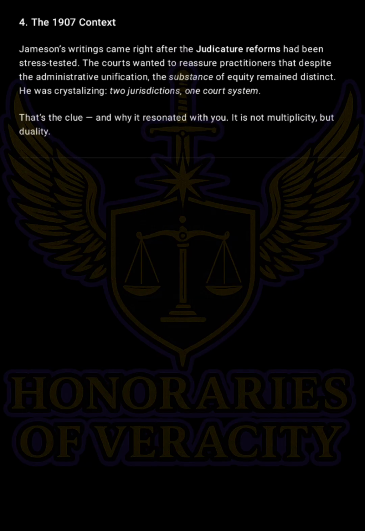4, the 1907 context. Jameson's writings came right after the judicature reforms had been stress-tested. The courts wanted to reassure practitioners that despite the administrative unification, the substance of equity remained distinct. He was crystallizing. 2 jurisdictions, 1 court system. That's the clue, and why it resonated with me. It is not multiplicity, but duality.